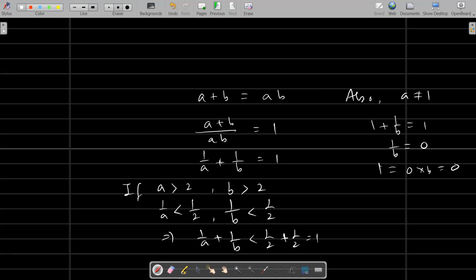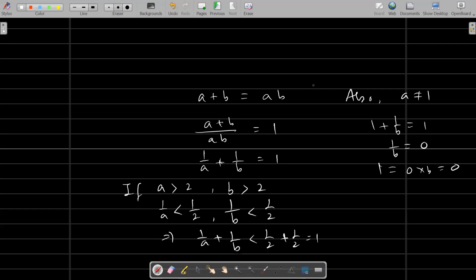Sir, that is only possible if B is equal to infinity. Yes, but infinity is not actually a number. It's just a symbol to say that there is no end. Okay, sir.